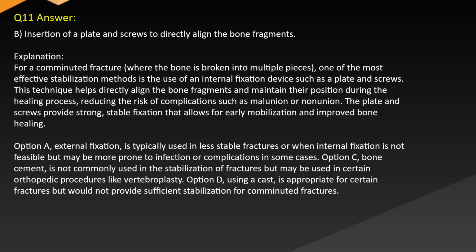The plate and screws provide strong, stable fixation that allows for early mobilization and improved bone healing. Option A. External fixation is typically used in less stable fractures or when internal fixation is not feasible but may be more prone to infection or complications in some cases. Option C. Bone cement is not commonly used in the stabilization of fractures but may be used in certain orthopedic procedures like vertebroplasty. Option D. Using a cast is appropriate for certain fractures but would not provide sufficient stabilization for comminuted fractures.